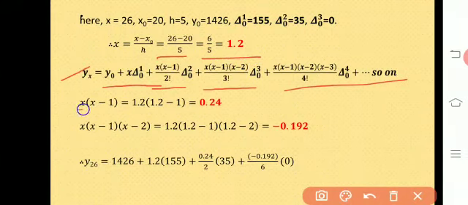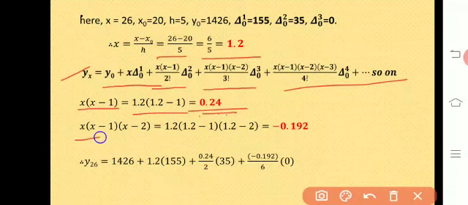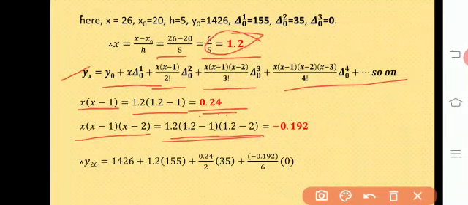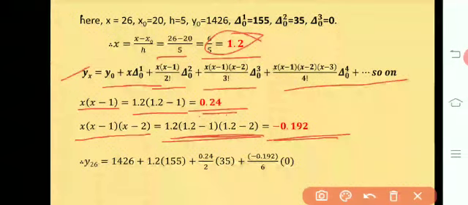So x into (x minus 1) is nothing but 1.2 into (1.2 minus 1). If you simplify this, you will get 0.24. Similarly, x into (x minus 1) into (x minus 2) is 1.2 into (1.2 minus 1) into (1.2 minus 2), because x is equal to 1.2. If you simplify this further, then you will get minus 0.192.